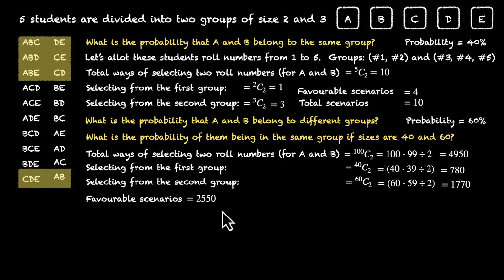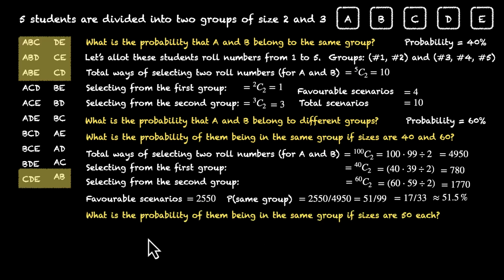So favorable scenarios 2550, total scenarios 4950. Dividing, we get the probability that both A and B belong to the same group is equal to 51 by 99. That's 17 by 33. That's equal to approximately 51.5%. Now, when I first solved this problem, I was surprised that this number came very close to 50%. And I asked myself, what would happen if the group sizes were 50 and 50 each?